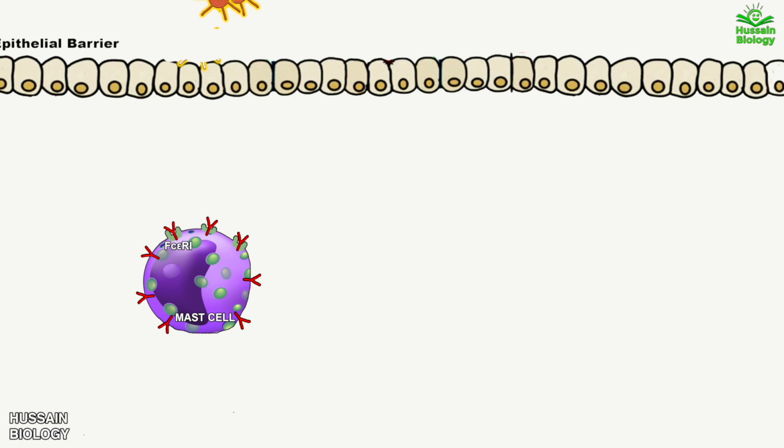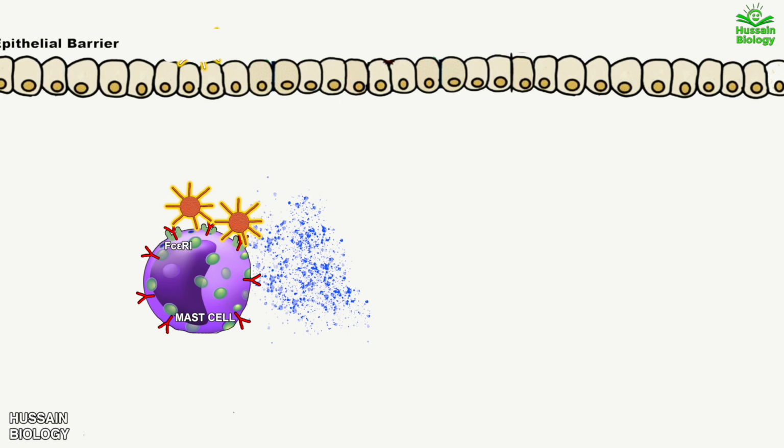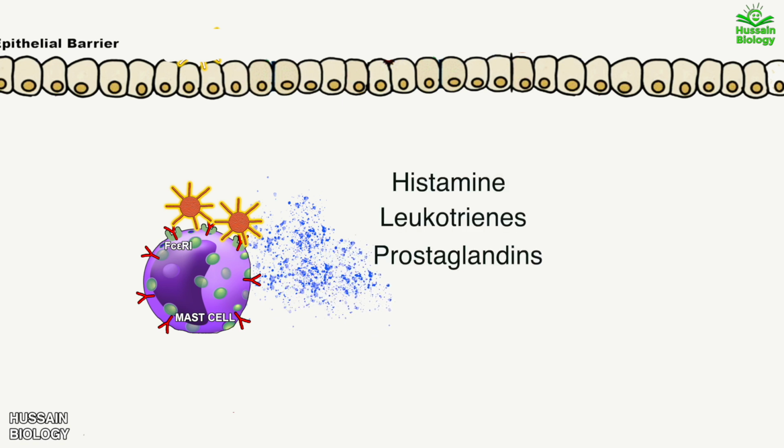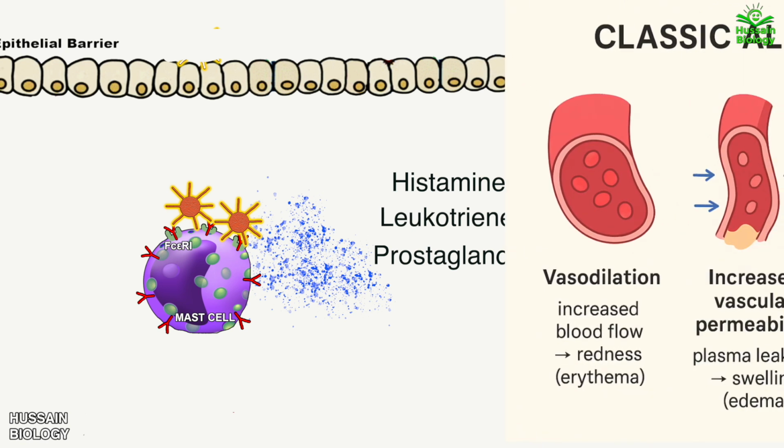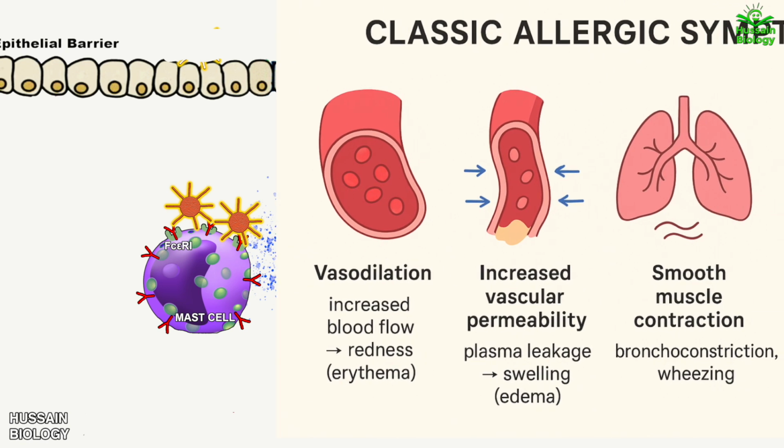That's when there is exposure to the same allergen. Now when the same allergen enters the body again, the allergen cross-links two or more IgE molecules bound on the mast cells as shown in the animation. This cross-linking triggers intracellular signaling within the mast cells, leading to degranulation. Upon degranulation, a cascade of chemical mediators like histamine, leukotrienes, and prostaglandins is released into the surrounding tissue. These mediators are responsible for the classic allergic symptoms like vasodilation, increased vascular permeability, smooth muscle contraction, and intense itching.